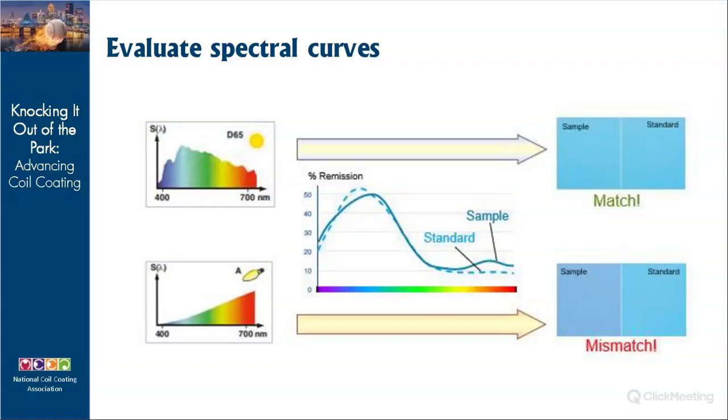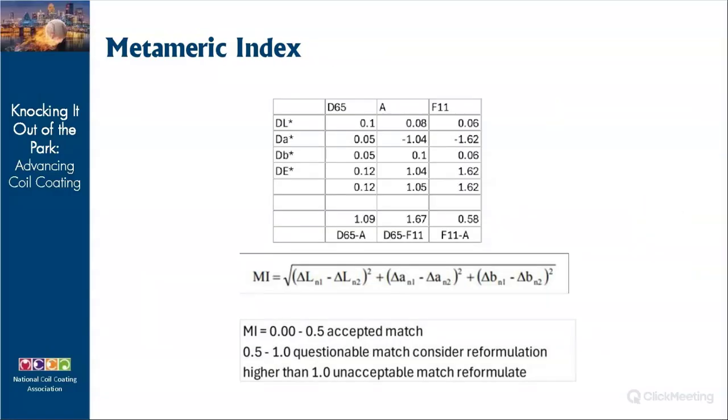The other way to look for metamerism is just to evaluate the spectral curves. If you have two samples and they cross more than 3 times, you have metamerism. Now the trick is to figure out just how much metamerism you have. So for that, we use metameric index. The metameric index equation is shown here, and you can see that between D65 and A, like we saw in the previous slide, you have quite a bit of metamerism, and then you have some between D65 and F11.